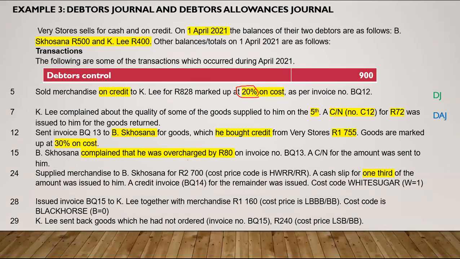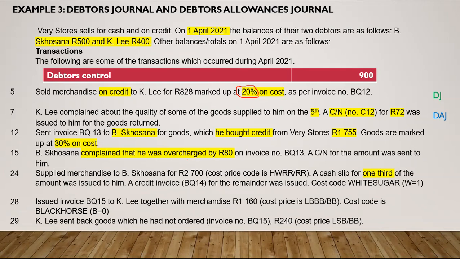Now, on the 12, we send an invoice. We are the ones sending an invoice. When we send an invoice, we send an invoice when someone buys from us. We send invoice BQ13 to Biskosana for goods which he bought on credit from various stores. So the selling price of those goods is 1,755. Goods are marked up at 30% on cost.